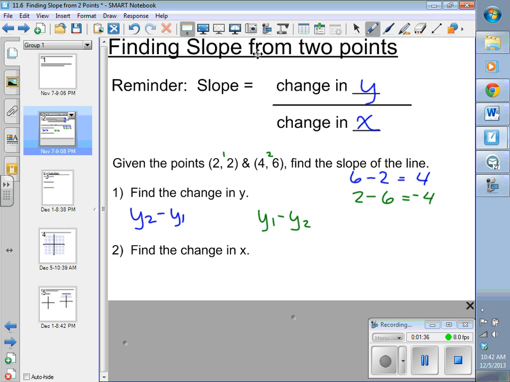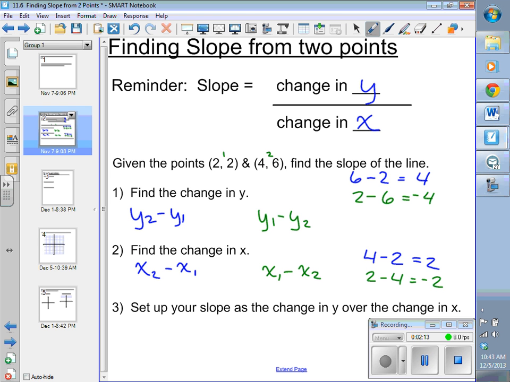Okay, so when we get to finding our change in x, again, staying consistent, we're going to do in blue x sub 2 minus x sub 1. Our x sub 2 is 4 minus our x sub 1, which is 2, gives us 2. If we follow the same line of thinking in green, with our x sub 1 minus our x sub 2, we get 2 minus 4, which gives us negative 2.